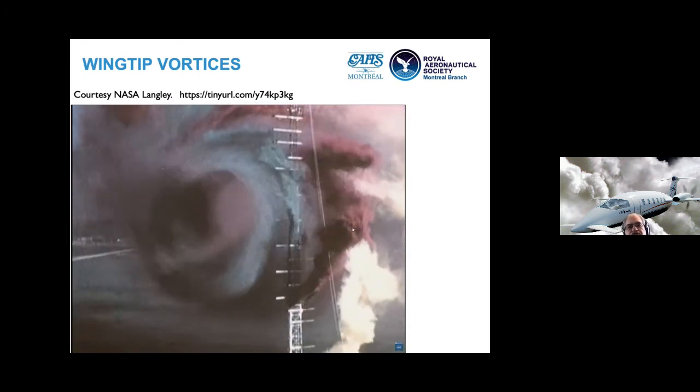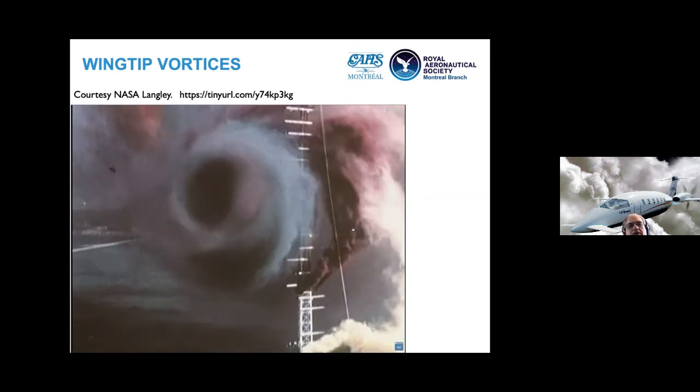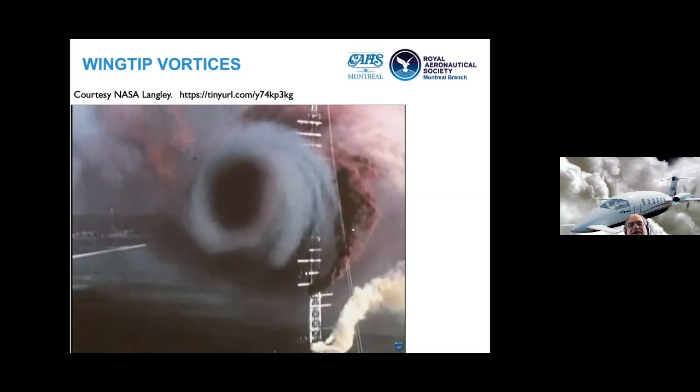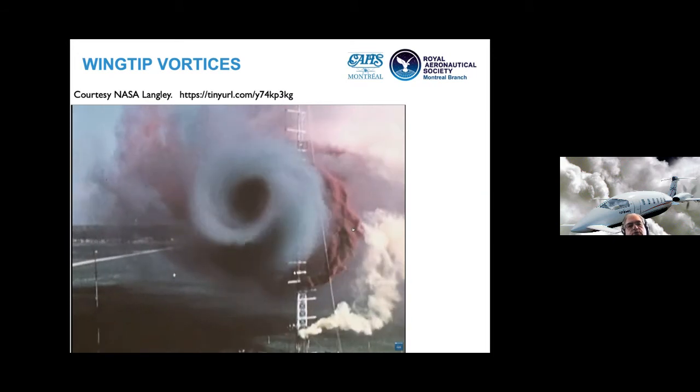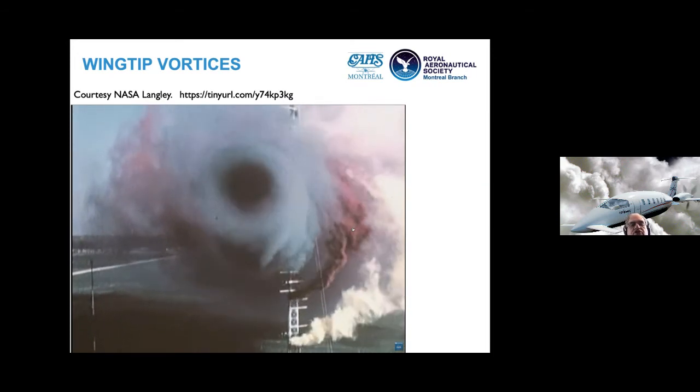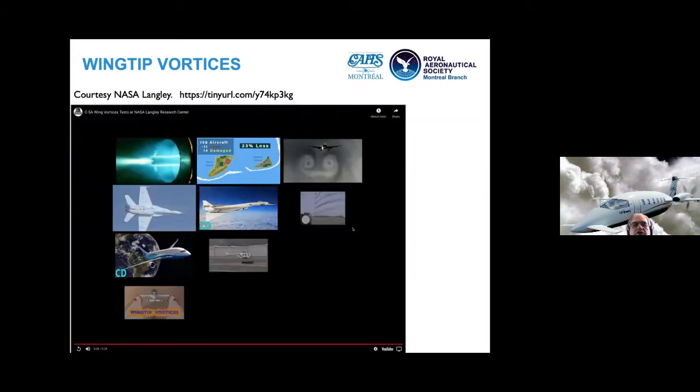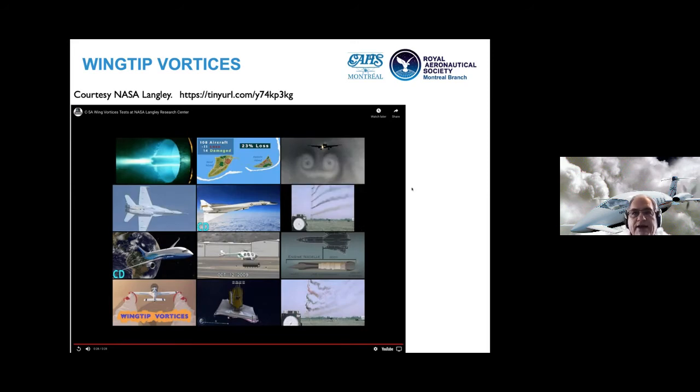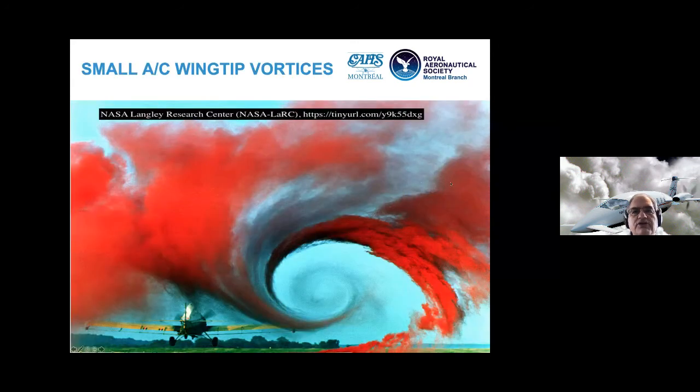So this vortex, there are tornado strength winds here. If you get caught by one of these, this will take a DC-9 and flip it upside down. We've got that data point. And it's not just C5s that do it. Here's a little ag plane demonstrating a wingtip vortex in action. These things are monumentally powerful. And when you're flying formation, you do what you can to not fly into them.